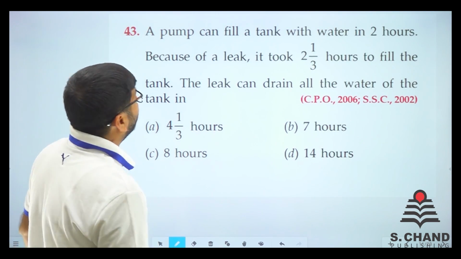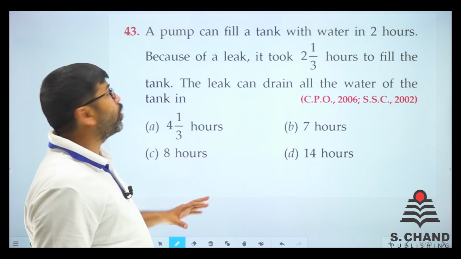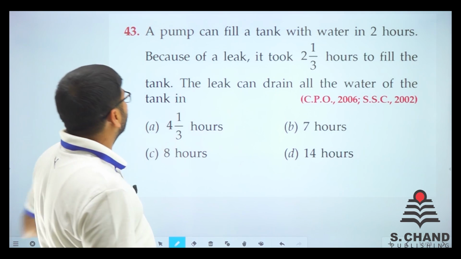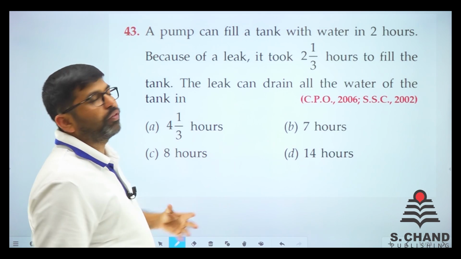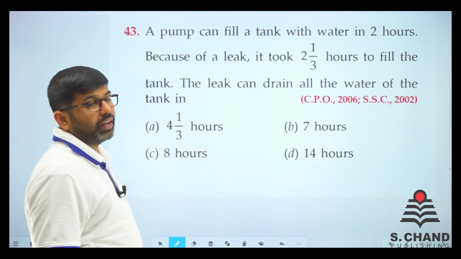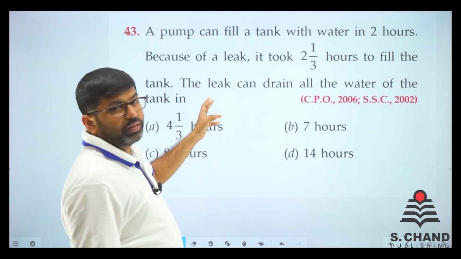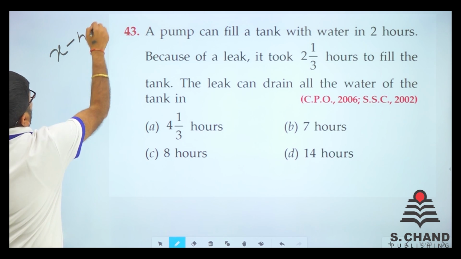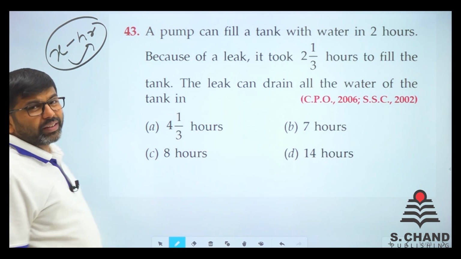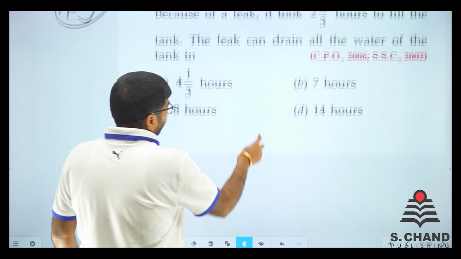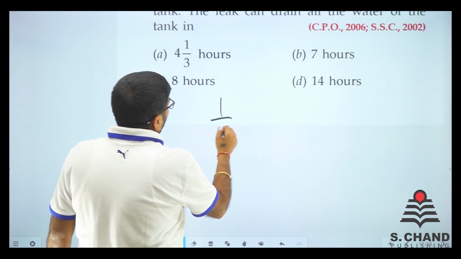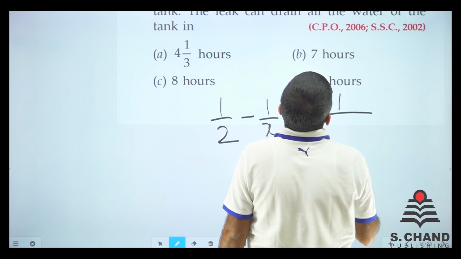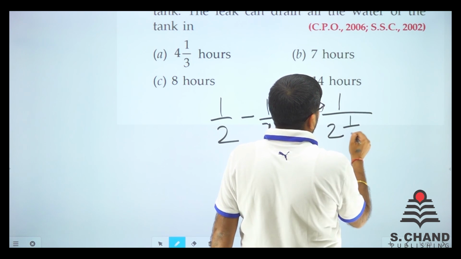43. A pump can fill a tank with water in 2 hours. Because of a leak, it took 2 1 by 3 hours to fill the tank. The leak can drain all the water of the tank in how much time? Let's see. So let the leak drain all the water in X hours. So we know very well that 1 by 2 minus 1 by X will actually be 1 by 2 1 by 3, right?